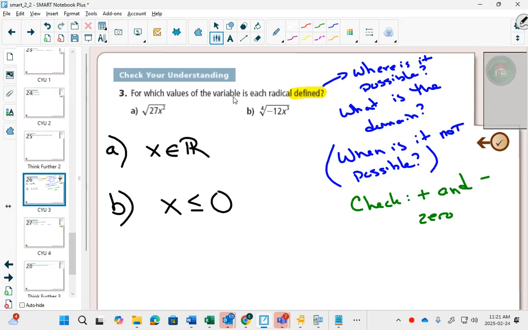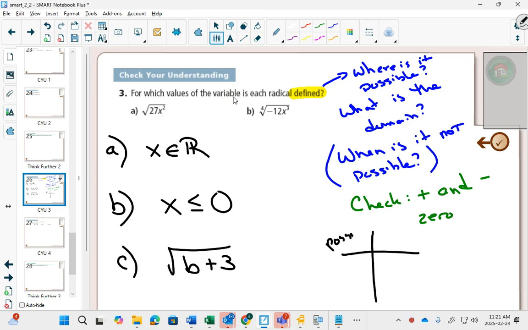Well, I'm going to add a part c to this one. And we used x's. It doesn't have to be x's. Let's say the question was the square root of b plus 3. Okay. For this one, we're going to just make a list of a few things that are possible and not possible.